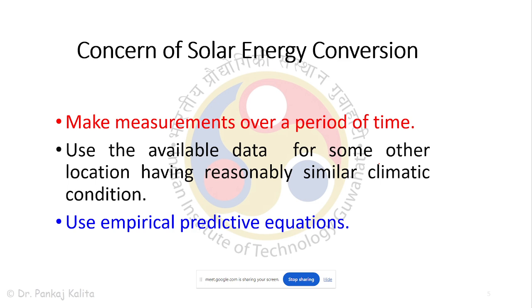So for that we have some instruments, and we have some empirical predictive equations that have been derived considering several assumptions, and we get some empirical relations. So we will first discuss what the instruments are, and then we will discuss what empirical relationships we have already established to calculate the solar flux.